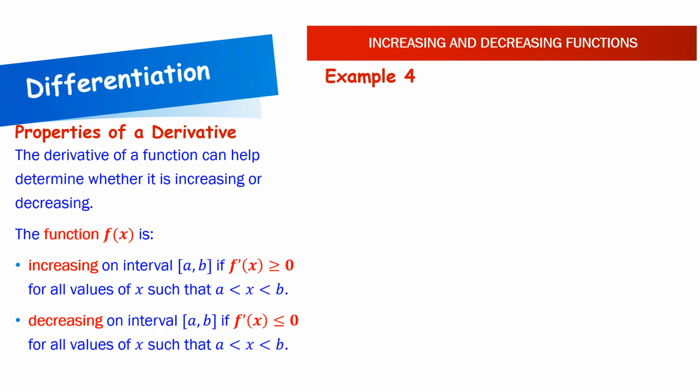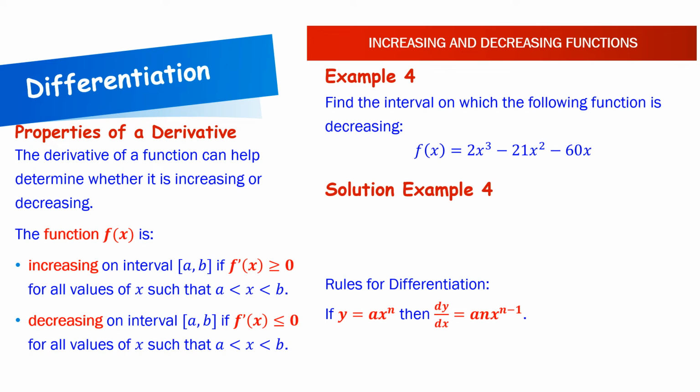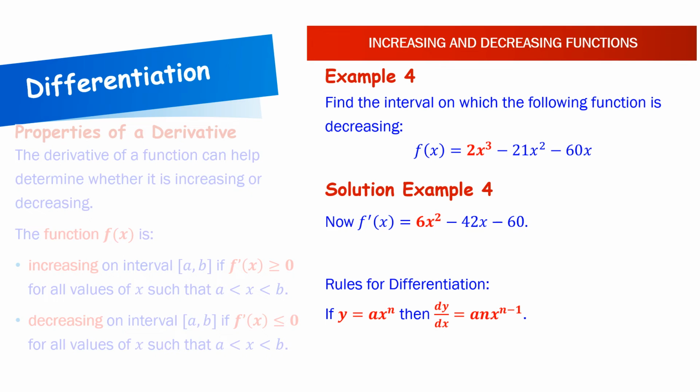Now let's take a look at another example. Find the interval on which the following function is decreasing. f of x equals 2x cubed minus 21x squared minus 60x. Let's solve this. Again, remind yourself of the rules for differentiation of polynomials, and then differentiate. So 2x cubed differentiated is 6x squared, minus 21x squared differentiated is minus 42x, and minus 60x differentiated is minus 60.